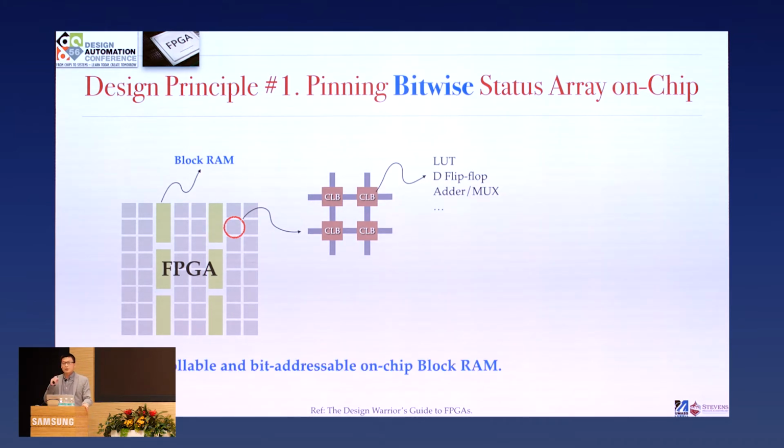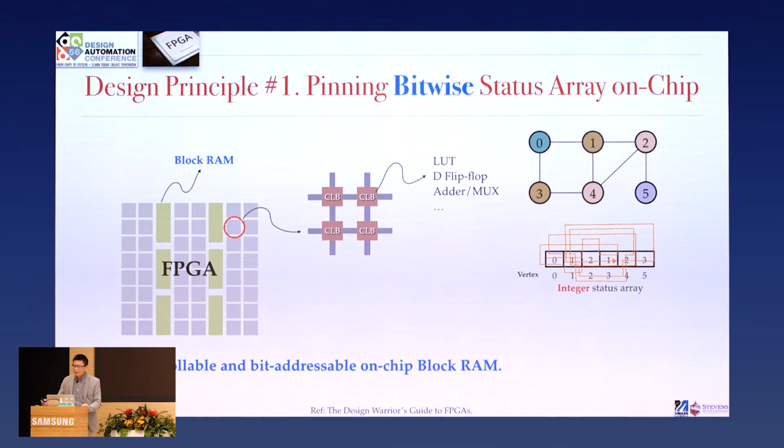So here we're mostly focusing on one thing, that is the large, controllable, and bit-addressable on-chip block RAM, because we want to cache the status array on chip, so that no matter how random it is, it's faster, right? This is where we're starting from. So then we say, okay, why don't we cache the status array on chip? It's integer. Well, if it's random, on chip it's like 10 times better than accessing it from DRAM.